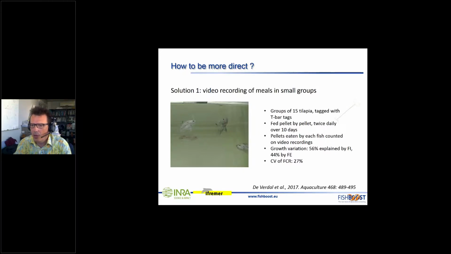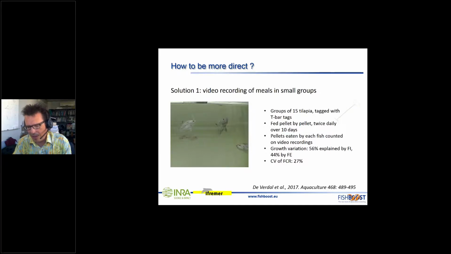And Hugues could show that of the growth variation in this tilapia, 56% of the variation was explained by feed intake and 44% by feed efficiency. And it also showed that there was a reasonably high coefficient of variation of FCR, 27%, which should give opportunities for selection. So that's one possibility, quite tedious.